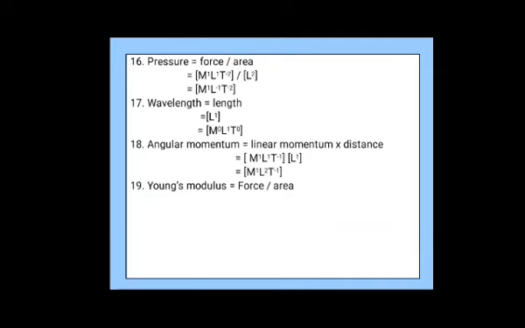Next one is Young's modulus. Young's modulus can be written as force divided by area. It is same as that of pressure, correct? Force by area is pressure. So, dimensional formula for Young's modulus is M raised to 1, L raised to minus 1, T raised to minus 2. Same as that of pressure.